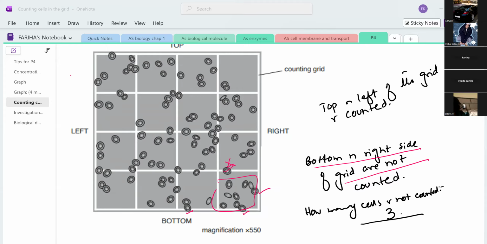Miss, I thought we were counting the whole diagram as one grid. Aryan, please stop recording. Stop recording.